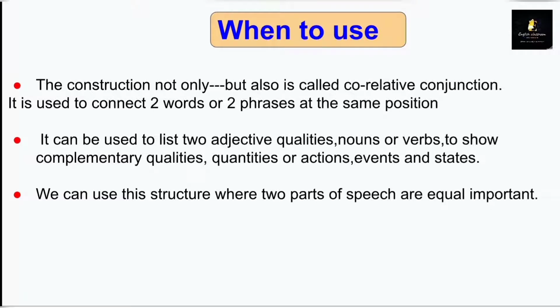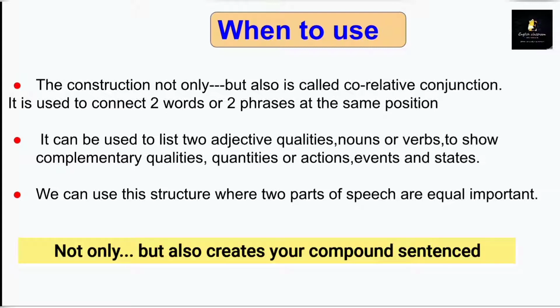Students, not only but also is known as a correlative conjunction. It is used to connect two words or phrases at the same position. It can be used to list two adjective qualities, nouns or verbs to show complementary qualities, quantities or actions, events and states. Means two equally important things, objects.